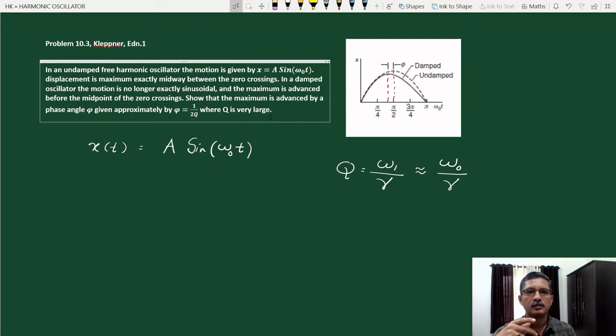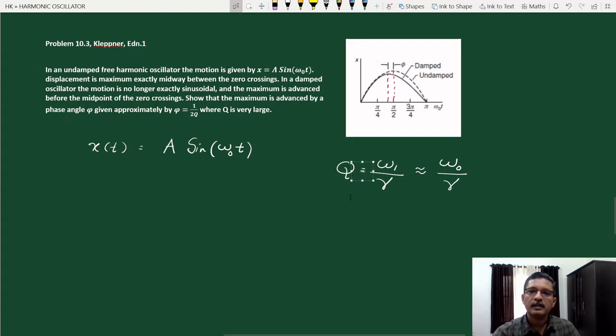And what is the approximation? In the limit when q is very large, when the quality factor is very large. And when does quality factor become very large? When the damping is very low. See, the definition of quality factor is q is equal to omega 1 by gamma. So when gamma is very small, when the damping is very small, quality factor is large. So here we assume that the damping is small.